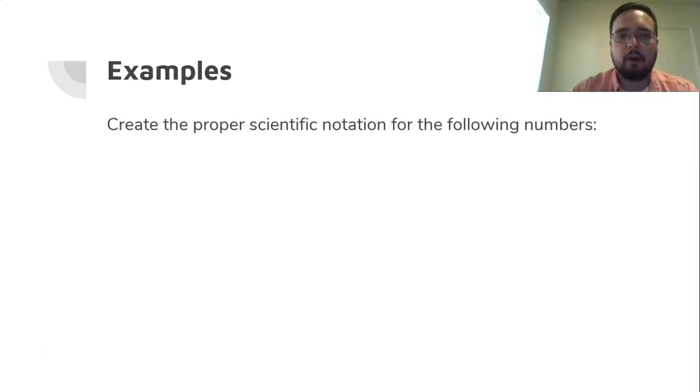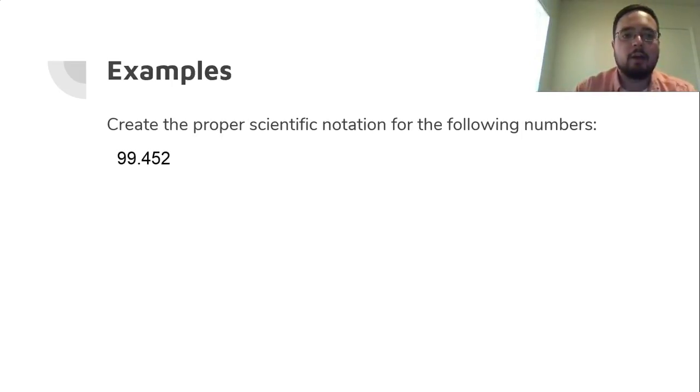So, a couple of examples. We're going to create a proper scientific notation for the following numbers. As I present one, if you need to, pause the video and see if you can write the scientific notation for it, then recheck your answers. Otherwise, if you're really comfortable with this stuff, you can go straight through this video. But I highly don't recommend that. Take some time, refresh yourself if you need to. And if you have any questions, please come see me. Or if you need to watch some other videos, feel free to do that.